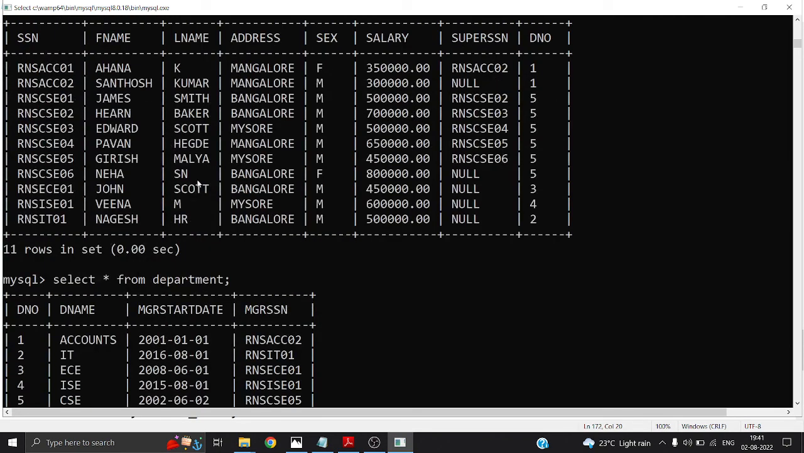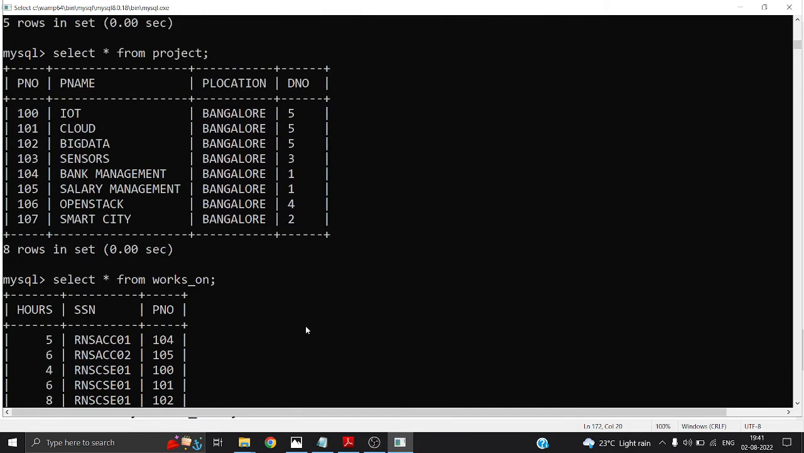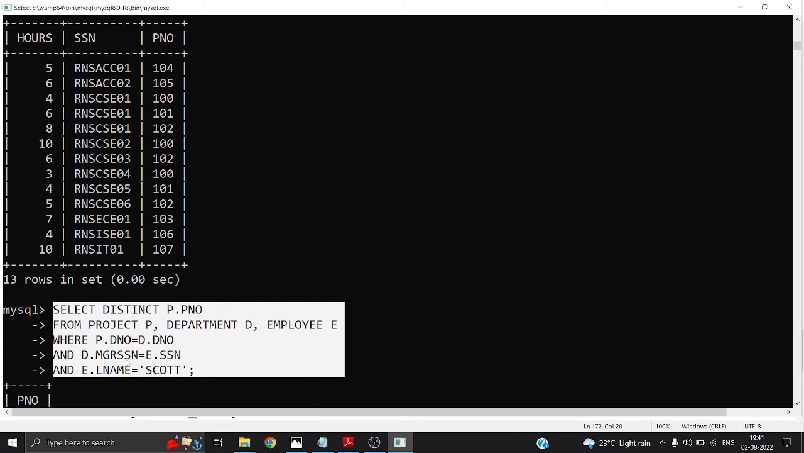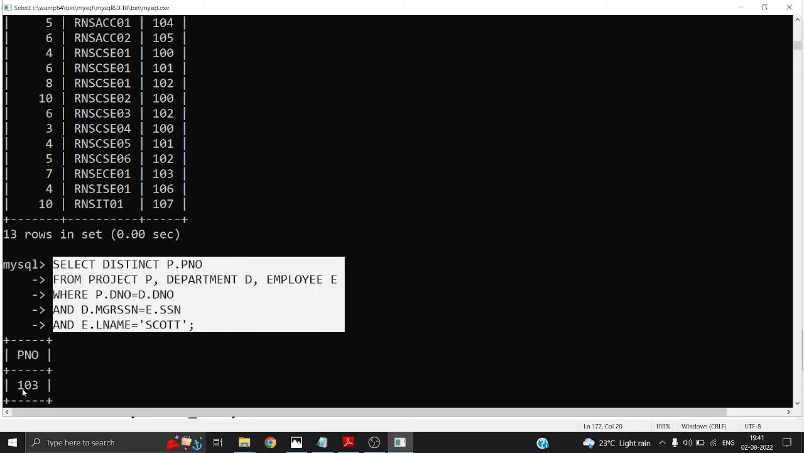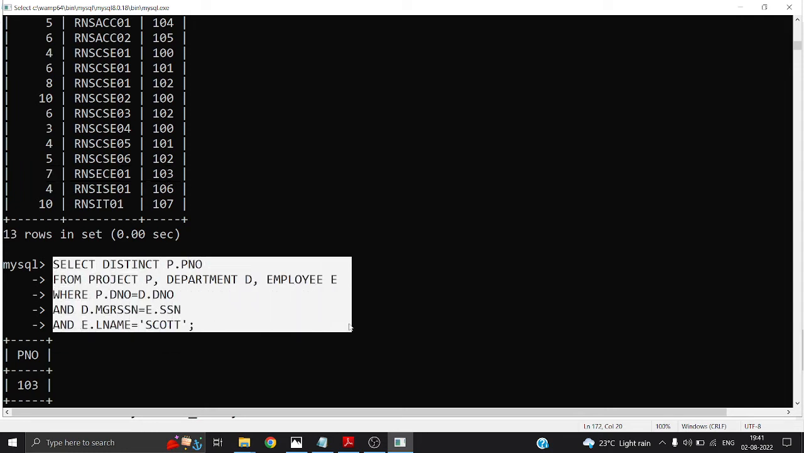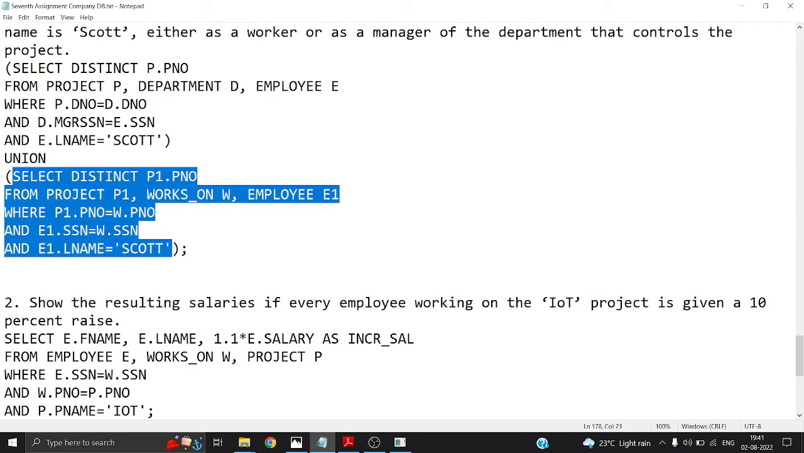So we got that information, that is RNSEC01 and RNSEC01. When we combine these two pieces of information, we get who is actually the manager. Obviously RNSEC is the manager. So the first part of the query actually displays the employee with the manager information. So obviously the Scott, an employee with a manager, is obviously 103. Just now we have seen RNSEC 103. This is the manager, he's working on the project 103. This part of the query verifies whether that Scott is a manager or not. The next part of the query will verify whether he is a worker or not.